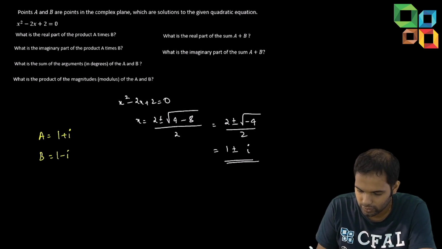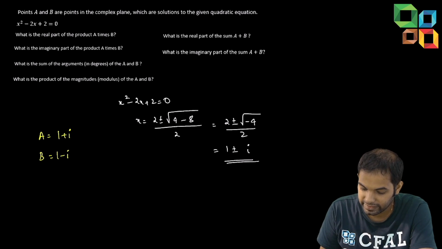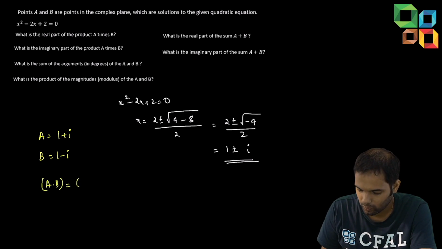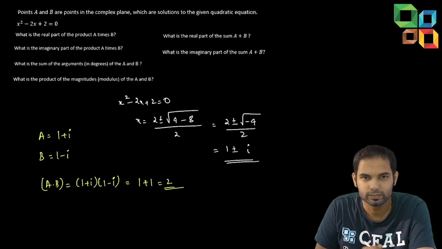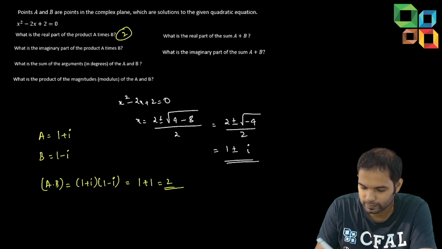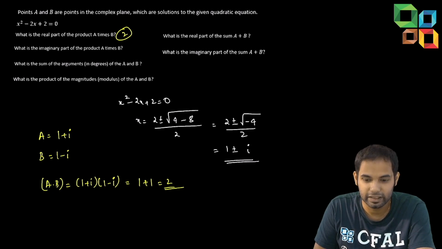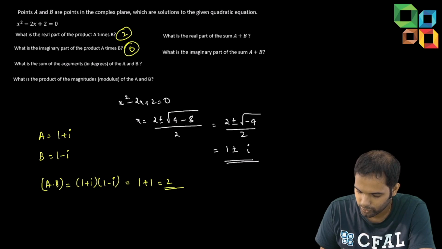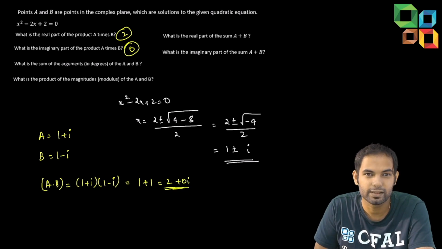What is the real part of the product A into B? A into B is 1 plus i into 1 minus i. This is only a real part, there is no imaginary part at all, because the modulus squared is 1 plus 1, so this is equal to 2. What is the imaginary part of the product A times B? This is 0. We already found the product, which is 2 plus 0i. The imaginary part is 0.